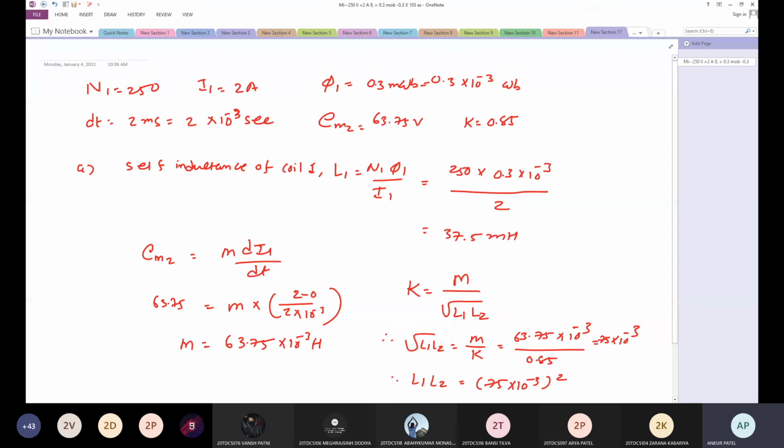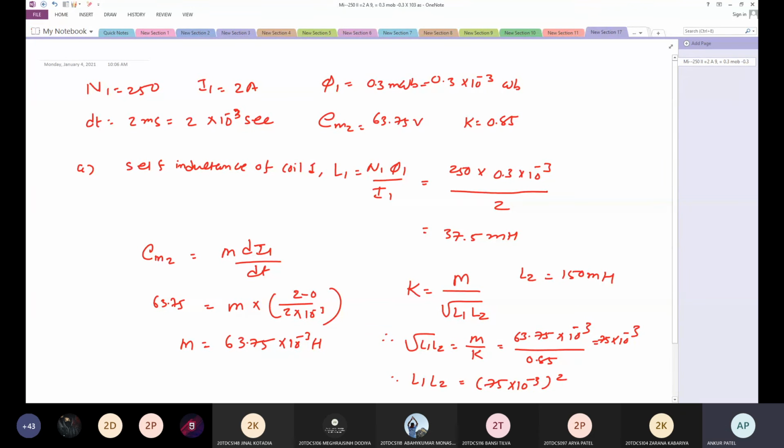So we get 0.15, the unit of inductance is Henry. So L2 is equal to, I can write in millihenry, 150 millihenry. Or you can write 0.15 Henry.